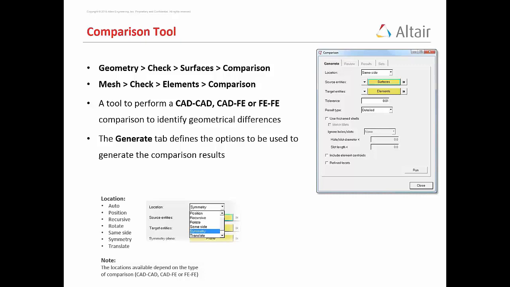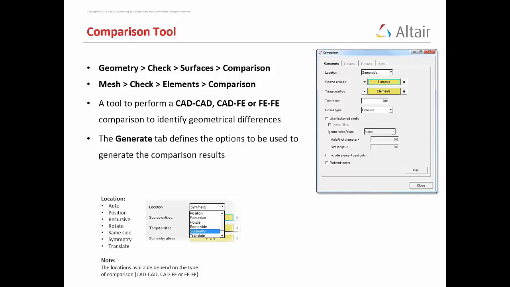What you first have to do, under the Generate tab, is to define some options that will be used in the comparison. First, you have to select how the two entities are located relative to each other, if they are in the same location, or if they are maybe translated or rotated along a vector next to each other.